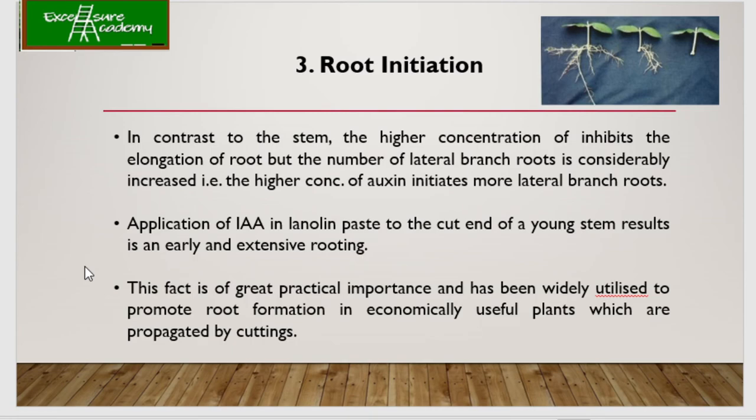Now coming to root initiation. In contrast to the stem, a higher concentration of auxin inhibits the elongation of root, but the number of lateral branch roots is considerably increased. That is, the higher the concentration of auxin, the more lateral roots will be formed. Similarly, application of IBA-lanolin paste to the cut end of the young stem results in early and extensive rooting. So this fact is of great importance and has been widely utilized to promote root formation.